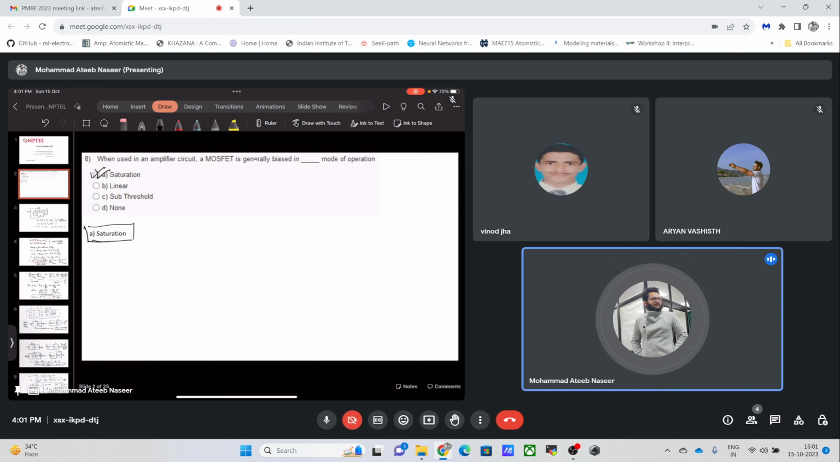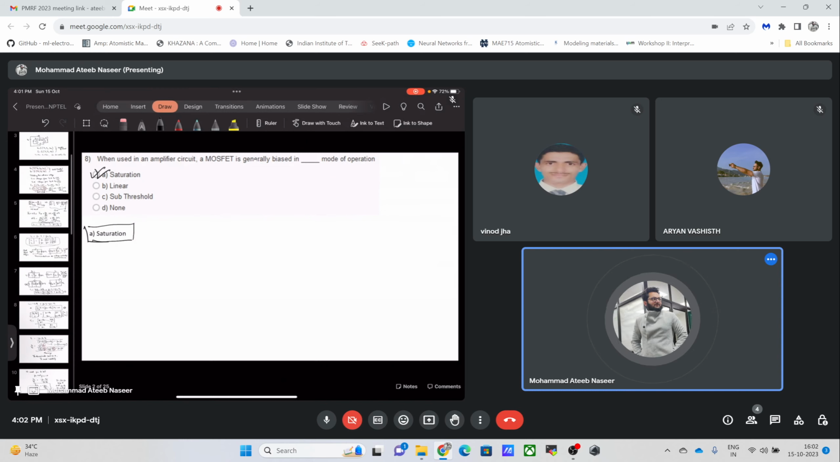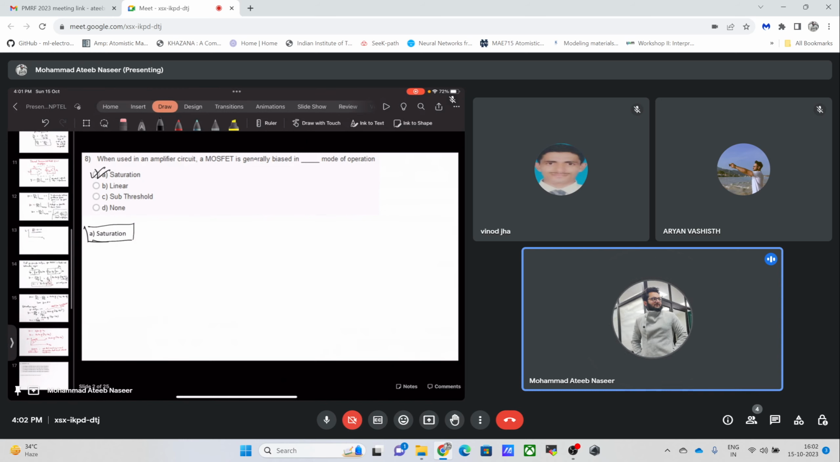And we found this gain was simply equal to GM. This Y21 is basically the transconductance, which is GM. The gain is simply GM times the load resistance, the ideal gain that we will get from the circuit. So that was the picture of the MOSFET as an amplifier circuit.